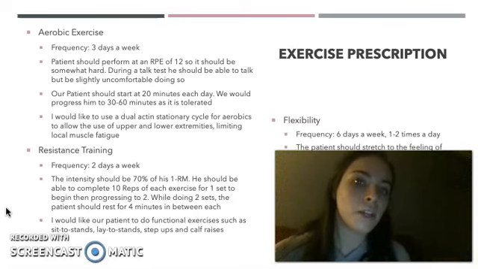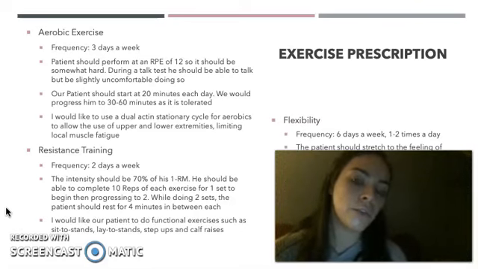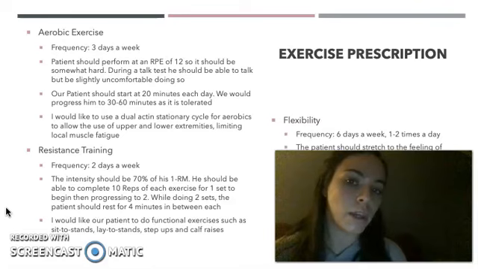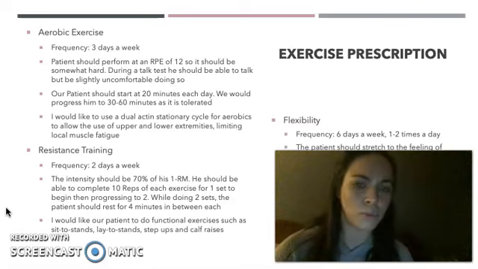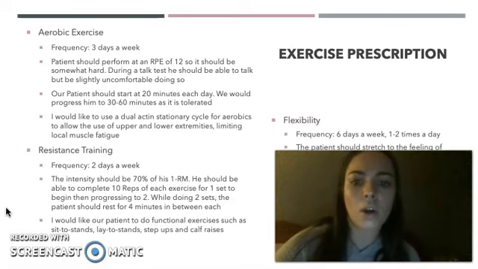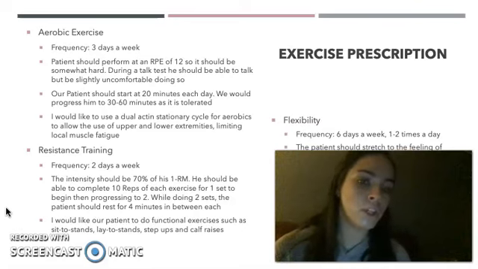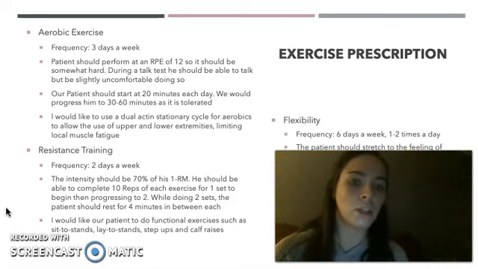For aerobic fitness, the frequency for Tom would be 3 days a week. He should perform at a RPE of 12, so it should be somewhat hard. During a talk test, he should be somewhat uncomfortable, but still be able to talk to you in full sentences. Our patient should start at 20 minutes each day. If this is too much, you want to start at 10 and increase to 30 to 60 minutes as it's tolerated.